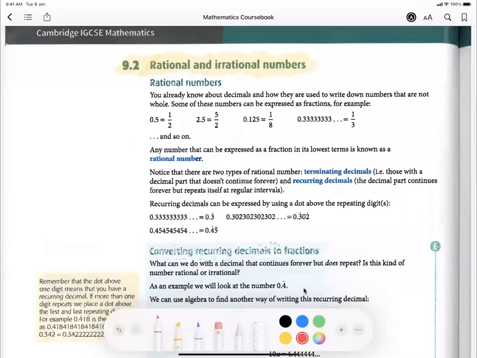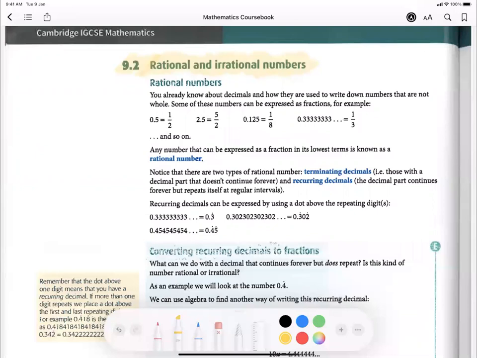Rational number. So first, let's look at this one here, 9.5. We need to understand what is a rational number and what is an irrational number. Every single rational number can be expressed in terms of a fraction. So all fractions are rational numbers.